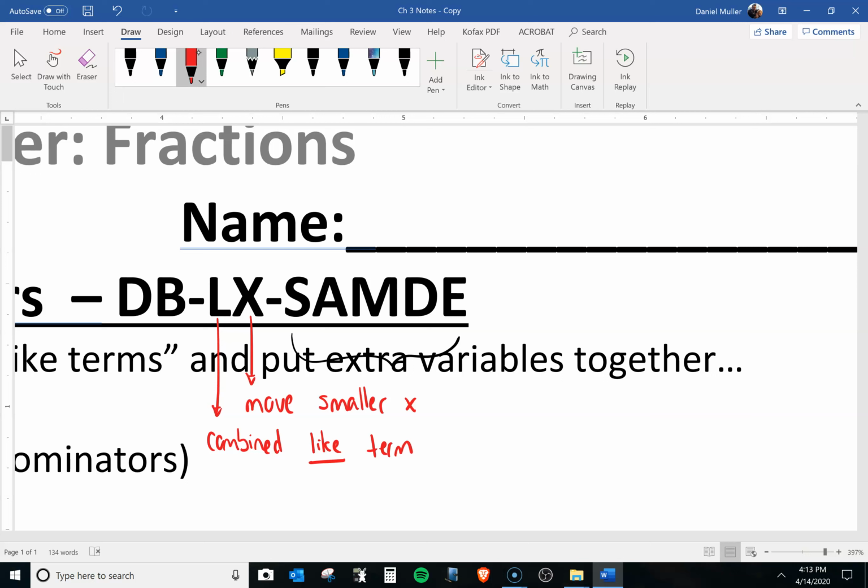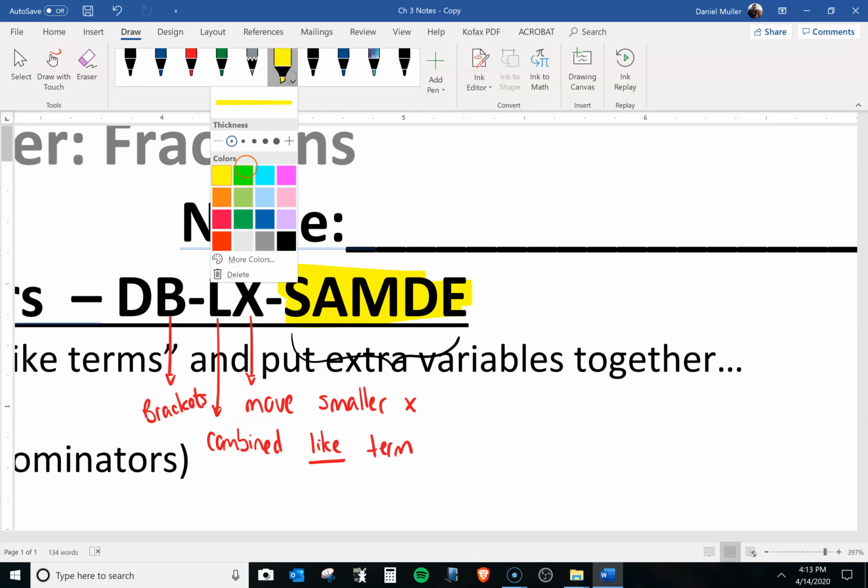And then the very last lesson we did is we had to get rid of the brackets. So we first get rid of the brackets, then we combine like terms, then we move the smaller or more negative x, and then lastly we do this. Lastly, we end up doing BEDMAS.